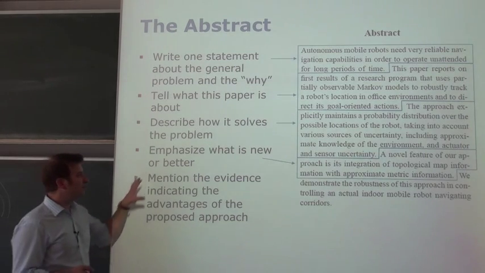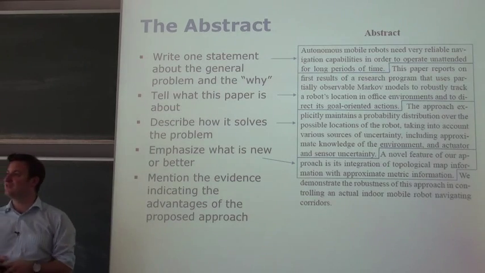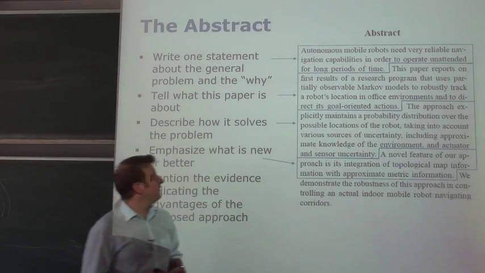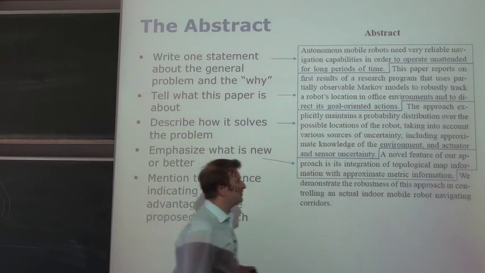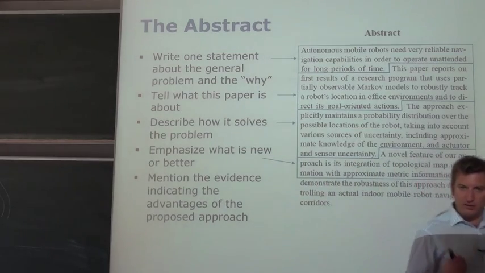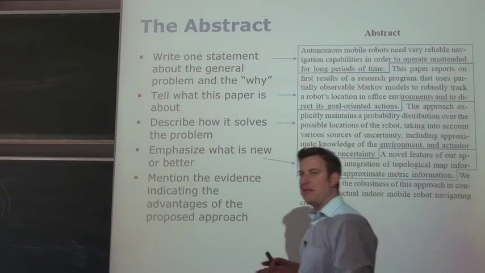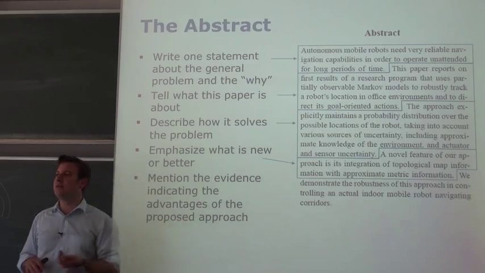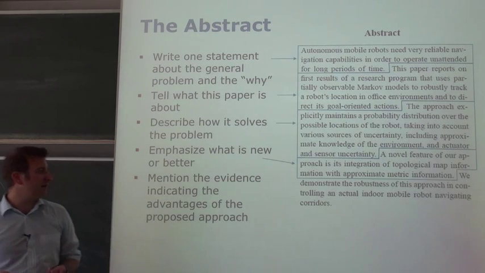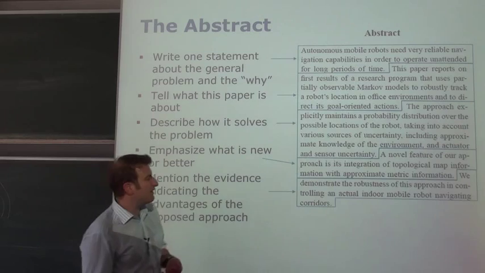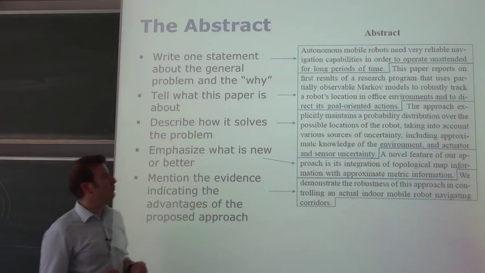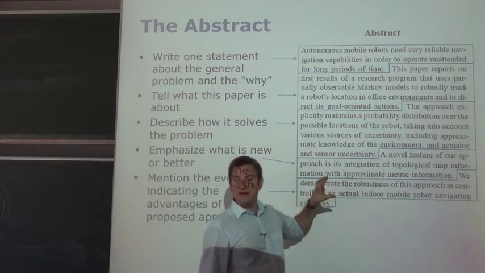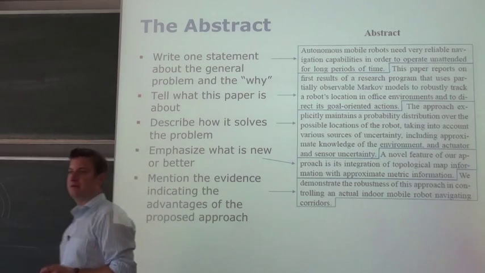And then we describe what is new, what makes it better, to emphasize our contribution. A novel feature of our approach is its integration of topological map information with approximate metric inference. Something the authors claim as their main novelty, so they're able to integrate metric information as well as topological information. So information about neighborhoods, in this case of places, as well as metric maps of the environment. And we demonstrated the robustness of this approach in controlling an actual indoor mobile robot navigating indoors. So they give an idea on why they think their approach is robust and how they evaluated that.